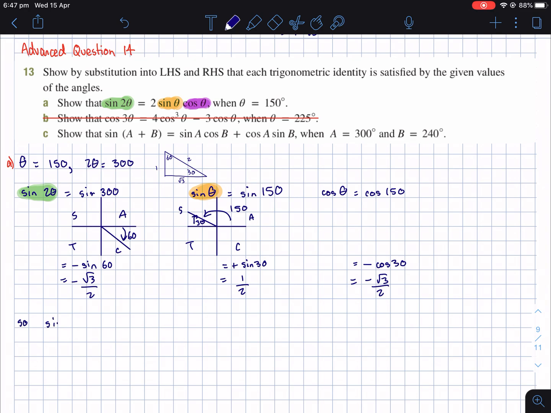So, showing that sine 2 theta equals 2 sine theta cos theta. On the left-hand side, I'm going to write minus root 3 on 2. That's all I'm doing. I'm replacing it. We've got this 2 times. That just comes with the formula. And then we've got sine theta, which came out as a half. And then we've got cos theta, which came out as negative root 3 on 2.